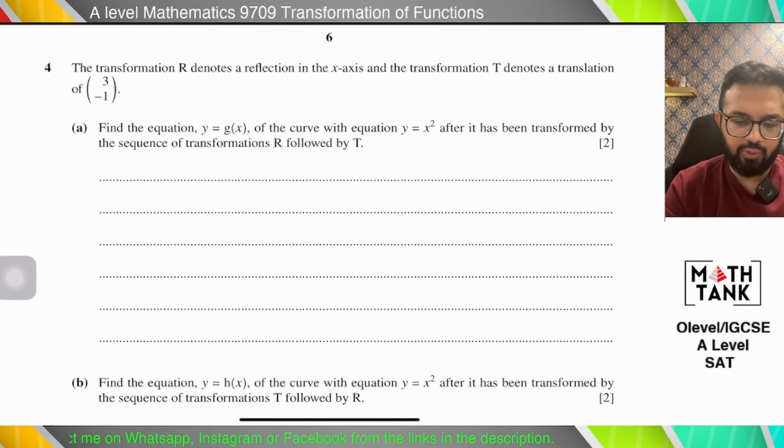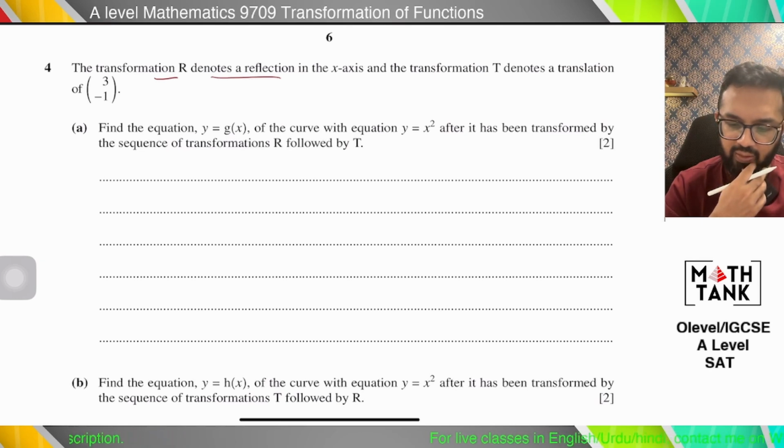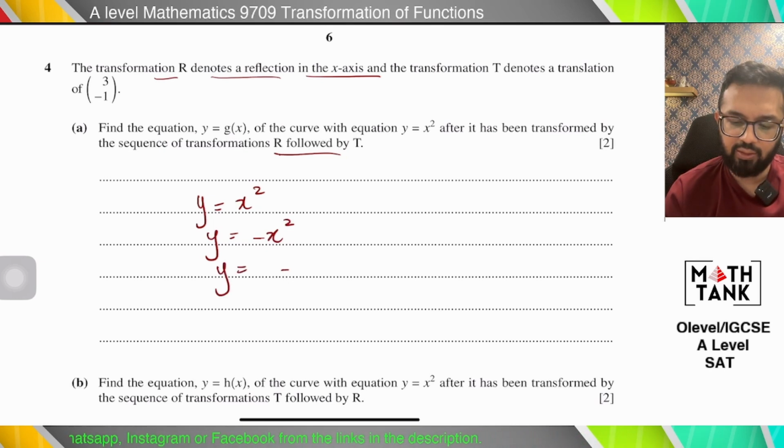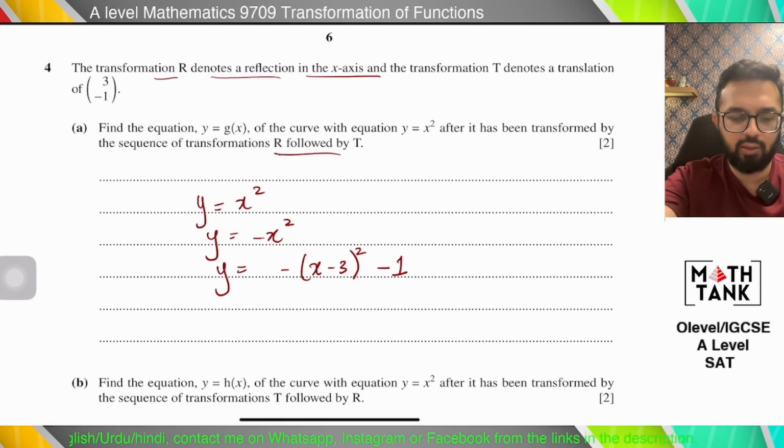Okay, the transformation R denotes a reflection in the x-axis, and the transformation T denotes a translation of 3 comma minus 1. R followed by T. Okay, so reflection in the x-axis is simply a minus attached to it, and for the translation I'm going to say that this becomes x minus 3, square, and then minus 1 outside. Okay, I just want to check if I have the minus 1 correct.